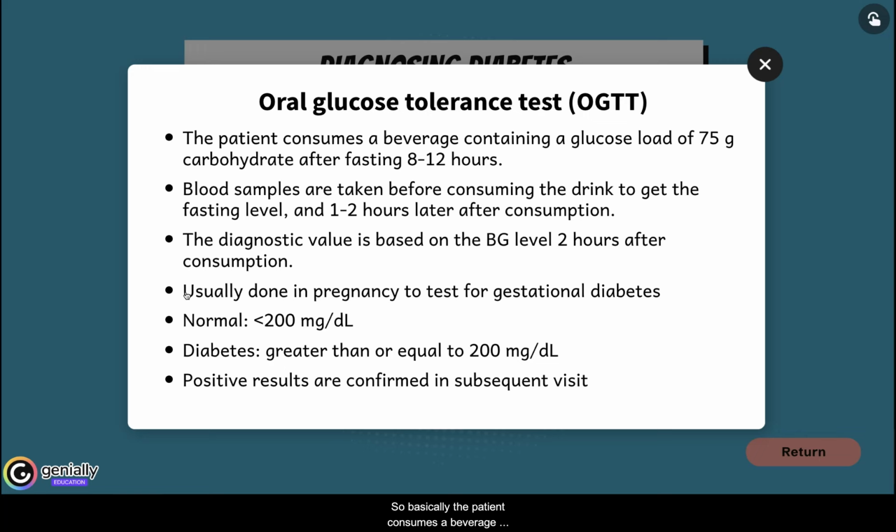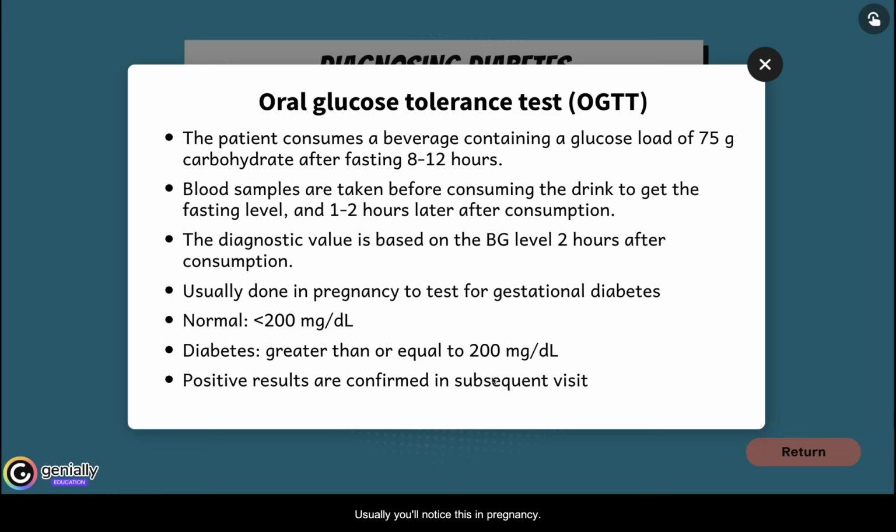So basically, the patient consumes a beverage containing a glucose load of 75 grams. After they fast 8 to 12 hours, they drink a beverage that has about 75 grams of sugar in it. Then 1 to 2 hours later, normally it's 2 hours, a blood sample is taken from them. And if that blood sugar level is greater than or equal to 200, then that patient will get diagnosed with diabetes. Normal is less than 200.